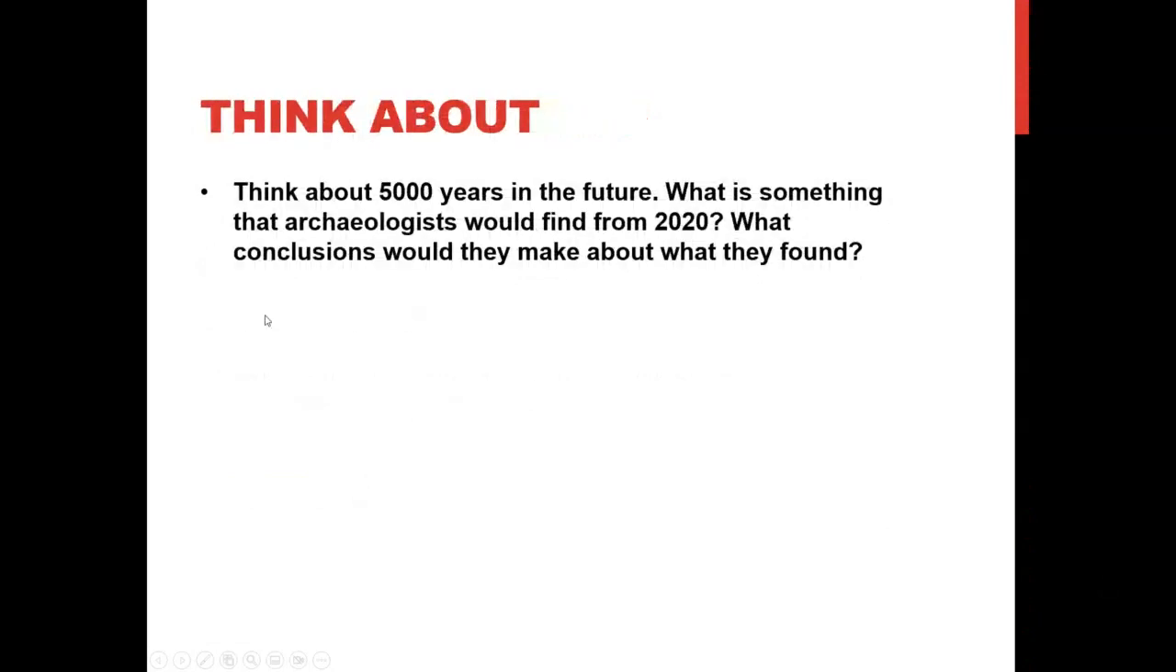Think about 5,000 years in the future. What is something that archaeologists would find from 2020? What are some conclusions they would make about what they found? We're learning about how people study the past, so imagine there are some alien archaeologists and the whole Earth got messed up by some natural disaster, and we're buried under a bunch of stuff. I use the year 2020 in particular. What would we see from that time, and what wouldn't we see, and why?